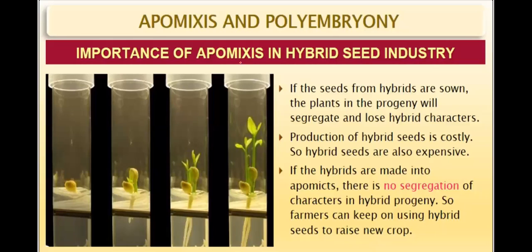Now, importance of apomixis in the hybrid seed industry. If the seeds from hybrids are sown, the plants in the progeny will segregate and lose hybrid characters. So production of hybrid seed is costly, so hybrid seeds are also expensive. If the hybrids are made into apomicts without sexual reproduction, then there will be no segregation of the characters in the hybrid progeny. So farmers can keep on using hybrid seed to raise the crop year after year.